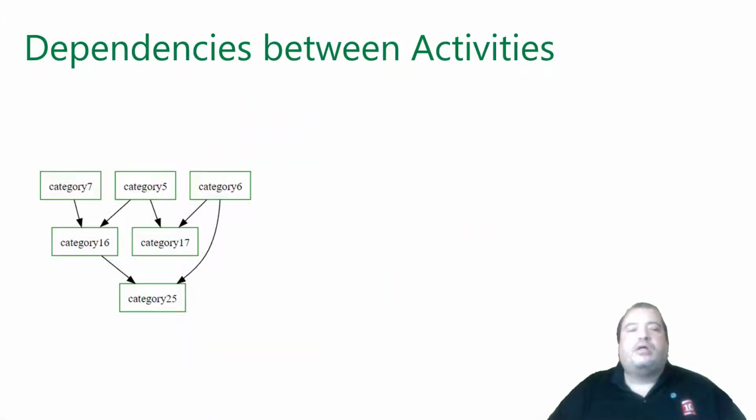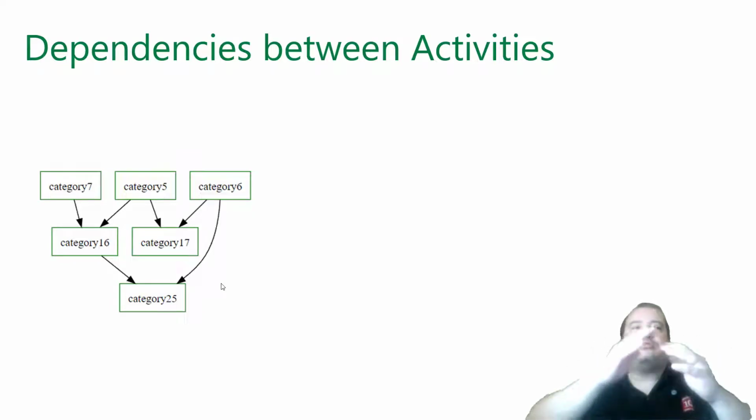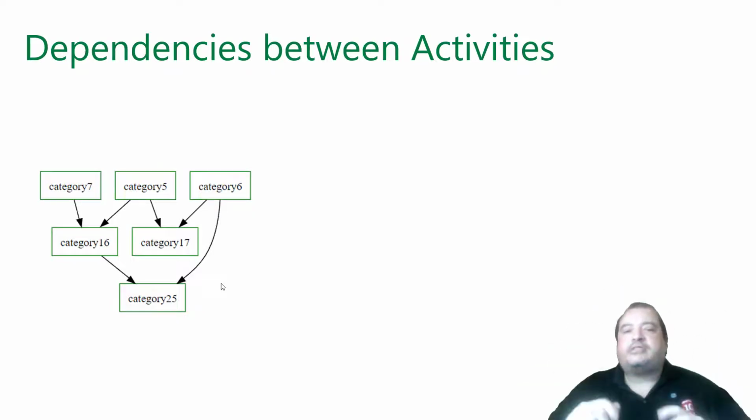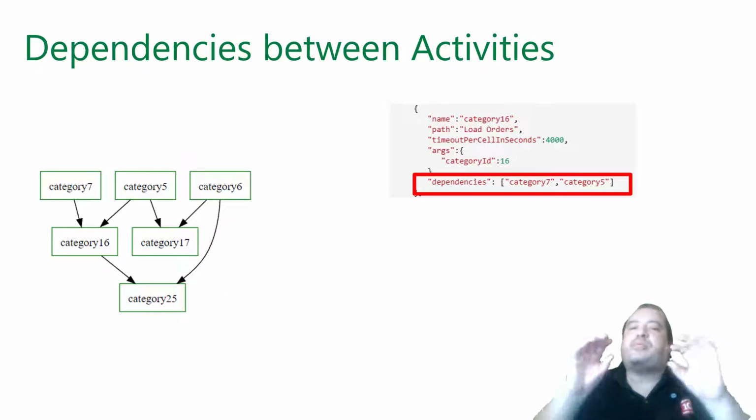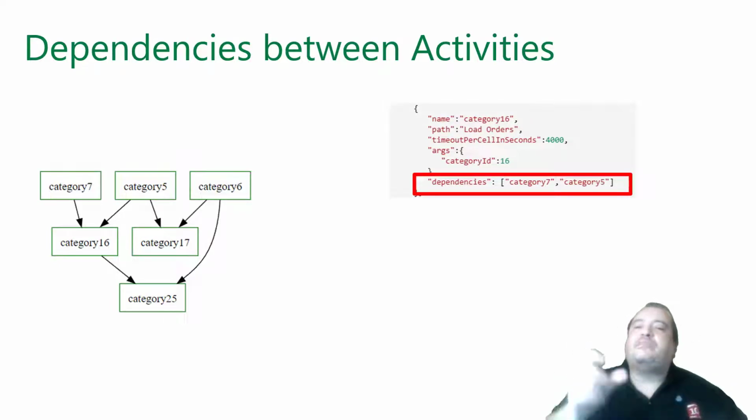For example, let's consider a complex sequence of dependencies like this one. Is it possible to express this dependence? Yes, it is. We saw that we need to build a DAG, a JSON structure, to express the activities which will be executed. In the DAG, we can include the parameter called dependencies, expressing the name of the activity. So one activity can depend on another activity.